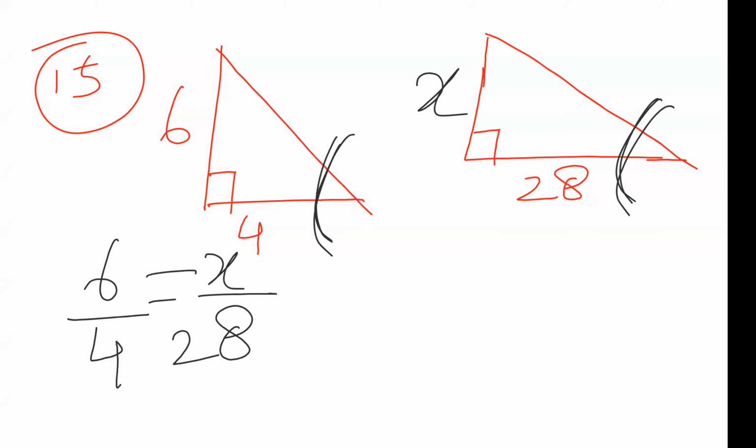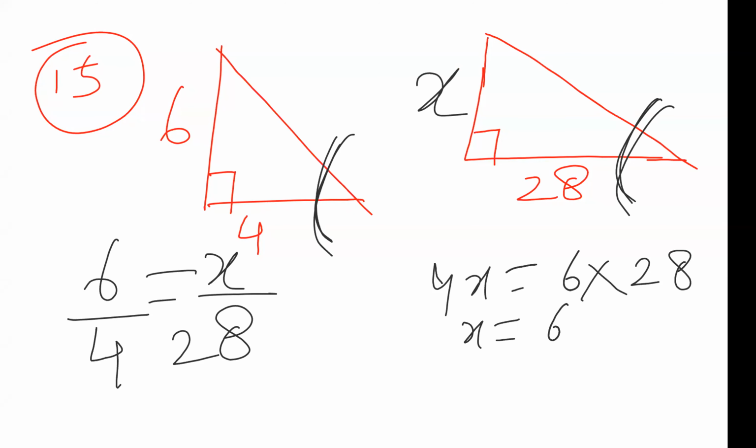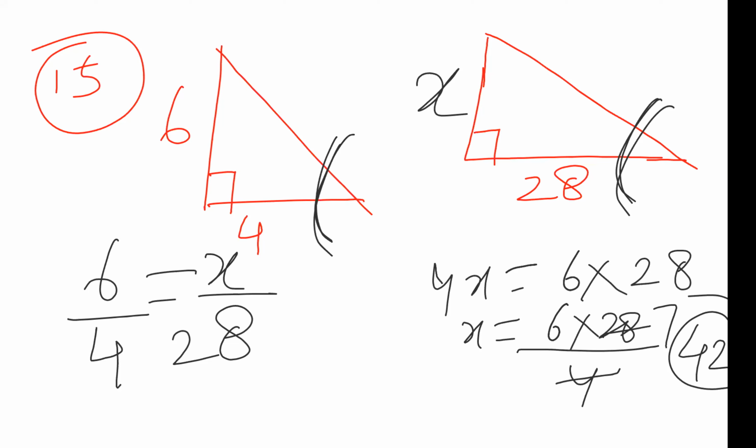ये समझ में आया क्या? डायरेक्ट मैं लिखा हूं mathematical point. So from this 4x is equal to 6 into 28. X will be 6 into 28 by 4, 7. This is 42. Any confusion? No, no, sir.